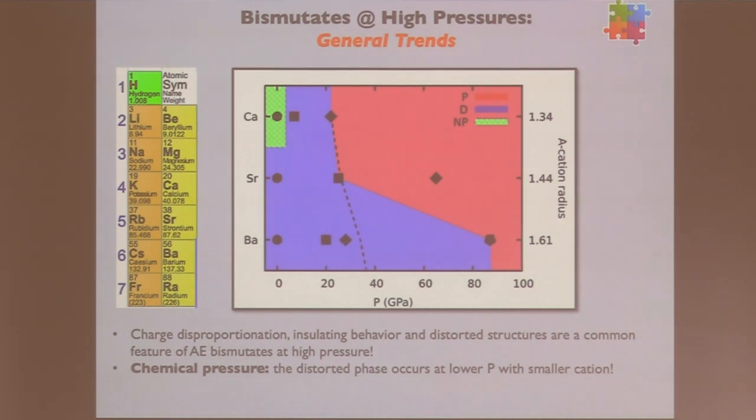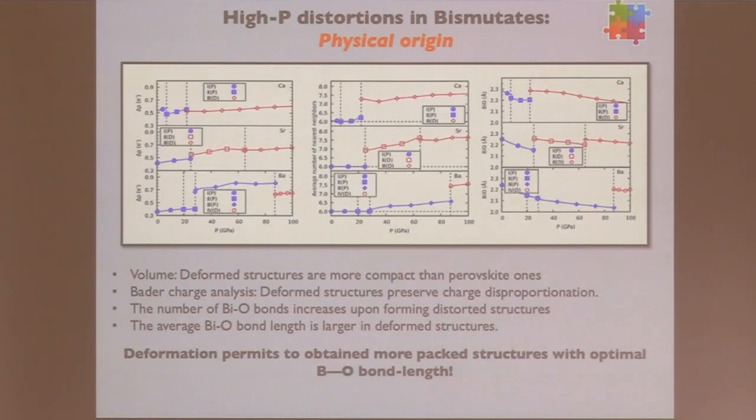Here, the color code is exchanged. I noticed this when I was preparing the talk. I'm sorry. So this is the perovskite, this is the distorted structure. But I think the trend is robust, and the fact that they measured this insulating state and that people reproduced the results, I think it's quite true.